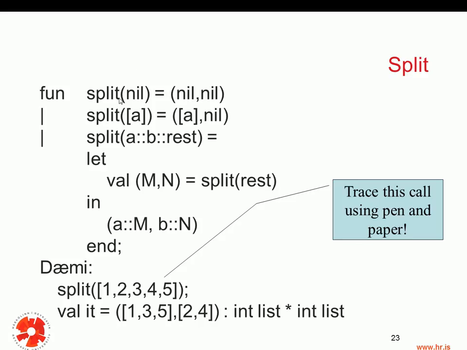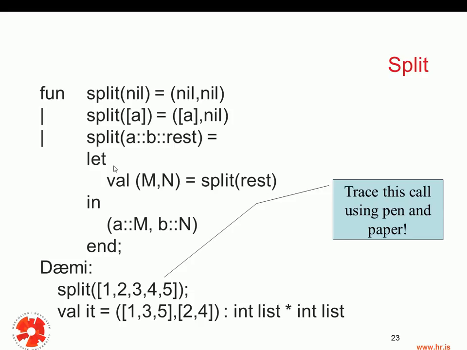Okay, so we covered the two base cases. Now let's look at the general case, the recursive case. If we don't have an empty list or a list that contains a single element, then it means that we can break up our list using this pattern here: A double colon B double colon rest, meaning that we have at least two elements, A and B, and then some tail rest. Rest could actually be empty. So at minimum, we have a list of two elements.